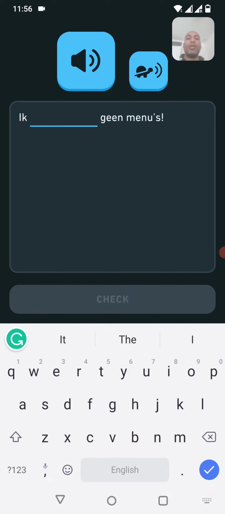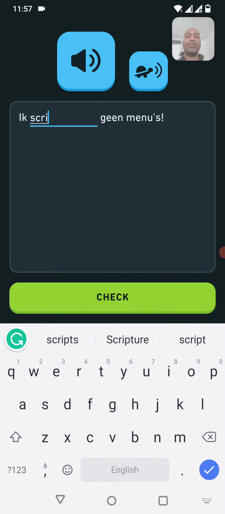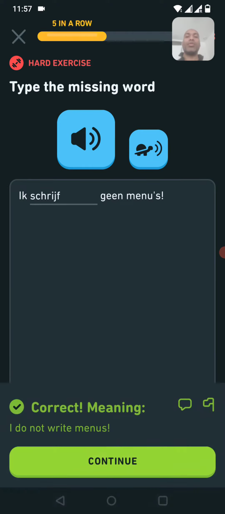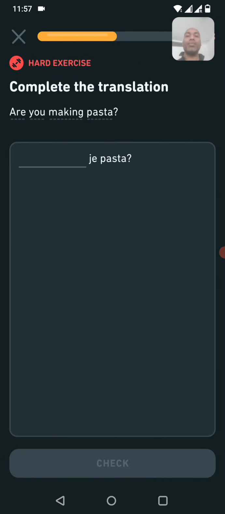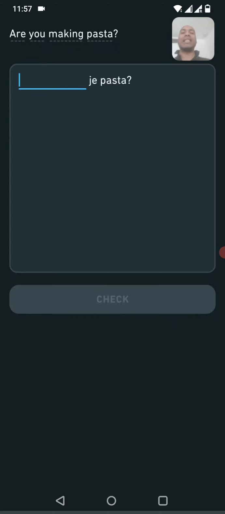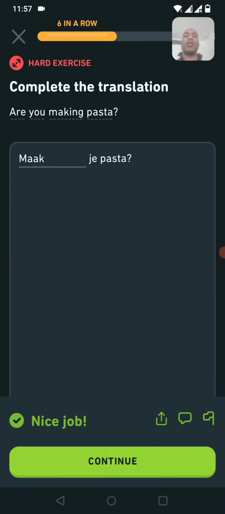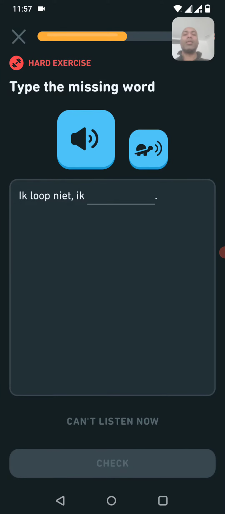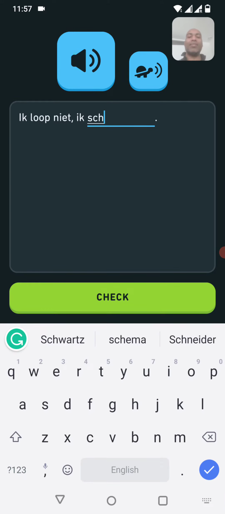Ik schrijf geen menus. I do not write the menus. Are you making pasta? Maak, pasta. Not maakt. It's maak and maakt. So where to use t at the end and where not to use t at the end, you already know. Ik loop niet, ik schrijf.